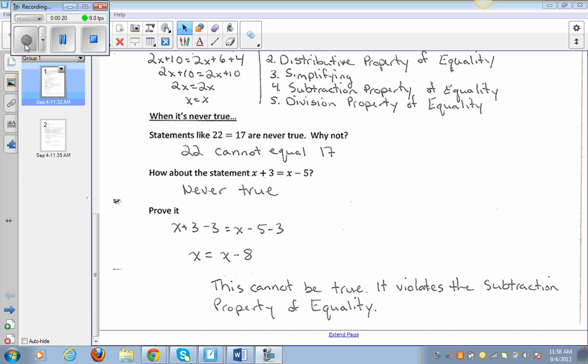So what about the statement x plus 3 equals x minus 5? Well, we can kind of see that this is never true. So if we go ahead and prove it, if we subtract 3 from both sides to get x by itself on the left side, we have x equals x minus 8. But this can't be true because it violates the subtraction property of equality. We can't subtract 8 on one side without doing it on the other and have both sides be equal.